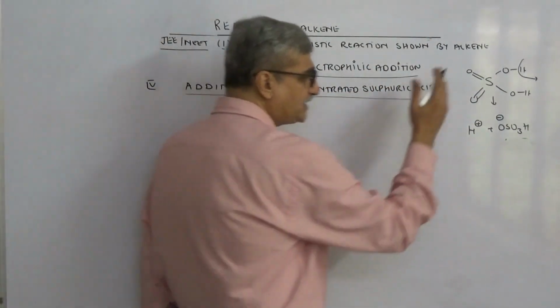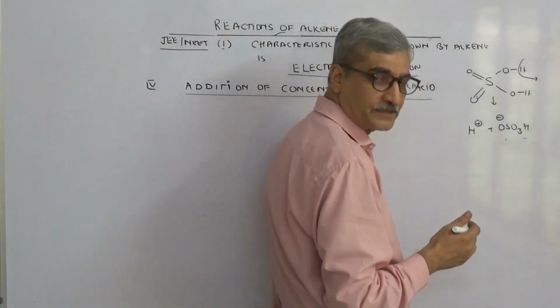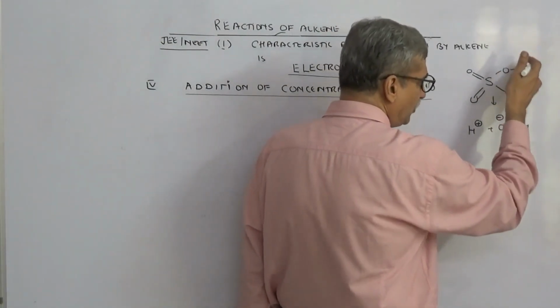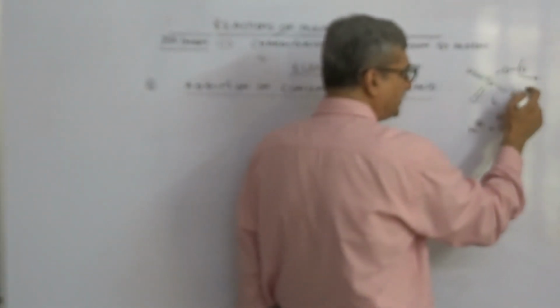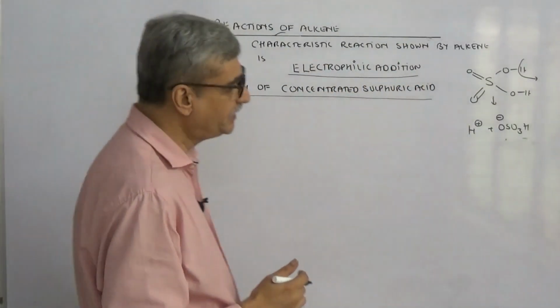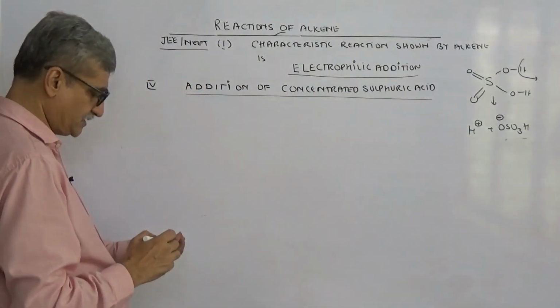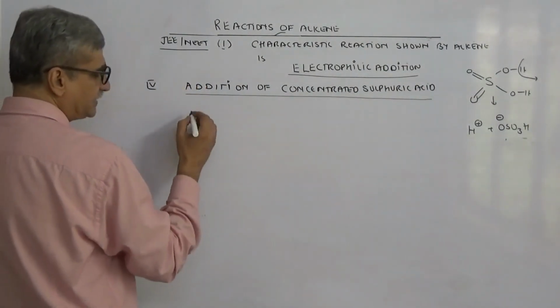So OH splits out over here. The proton came out leaving behind oxygen minus, OSO3H. So it becomes easy to understand. It was that oxygen which had the negative charge. This is clear.